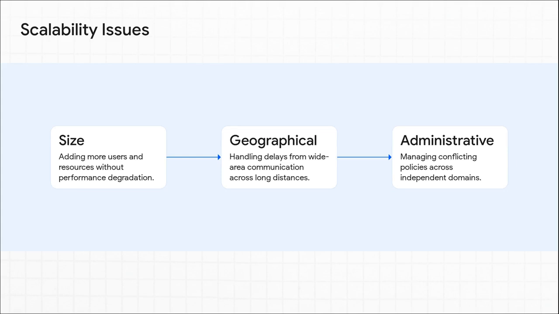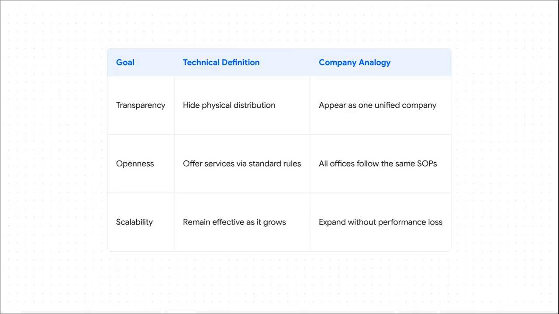Then there's geographical scalability. What happens when your offices, your computers, are spread across continents? The sheer distance can cause serious communication delays. And finally, there's administrative scalability. This is a tricky one. How do you manage a system that crosses different organizational boundaries, maybe even different companies, each with their own set of rules?